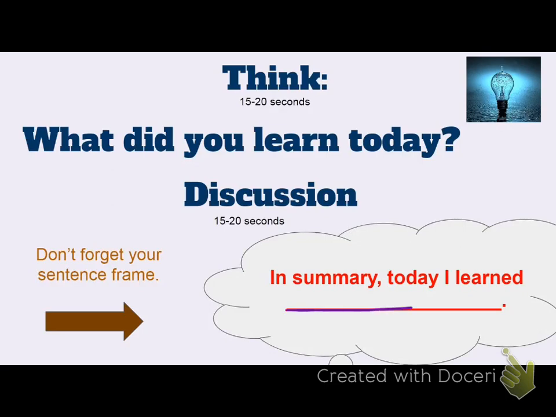In summary, today I learned that fractions and decimals can be the same value. They look different when they're written, but they can be the same amount. Again, if something is equivalent or equal to something else, it doesn't always have to look exactly the same. It could be worth the same amount. It could be the same amount, but have a different appearance.